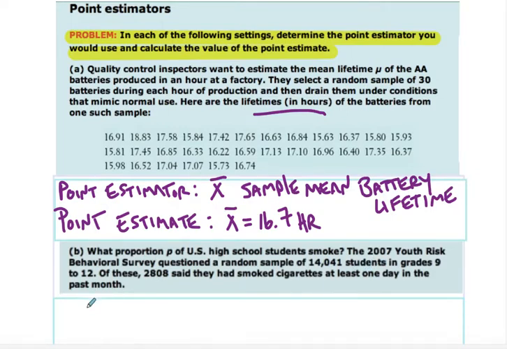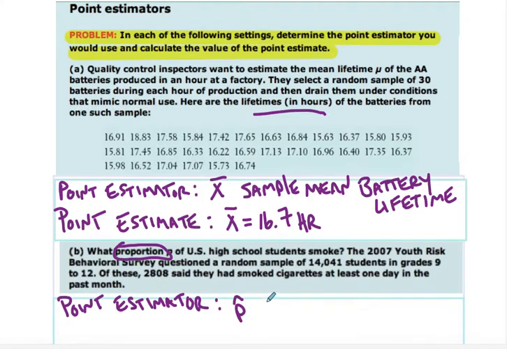For part B, what proportion of U.S. high school students smoke? The 2007 Youth Risk Behavioral Survey questioned a random sample of 14,041 students, grades 9 through 12. Of these, 2,808 said they had smoked cigarettes at least one day in the past month. Point estimator. Well, is this a mean problem or a proportion problem? It says proportion right here. So our point estimator would be P hat.